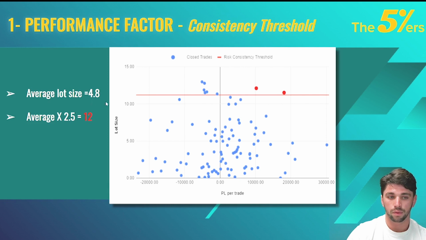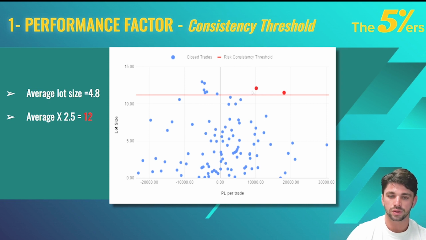In this example, we have a trader with an average lot size of 4.8, and we multiply that by 2.5 to give us a lot threshold of 12. All of these trades on the right side are profitable trades and they are under the lot threshold of 12. On the left side are the negative trades that weren't counted.